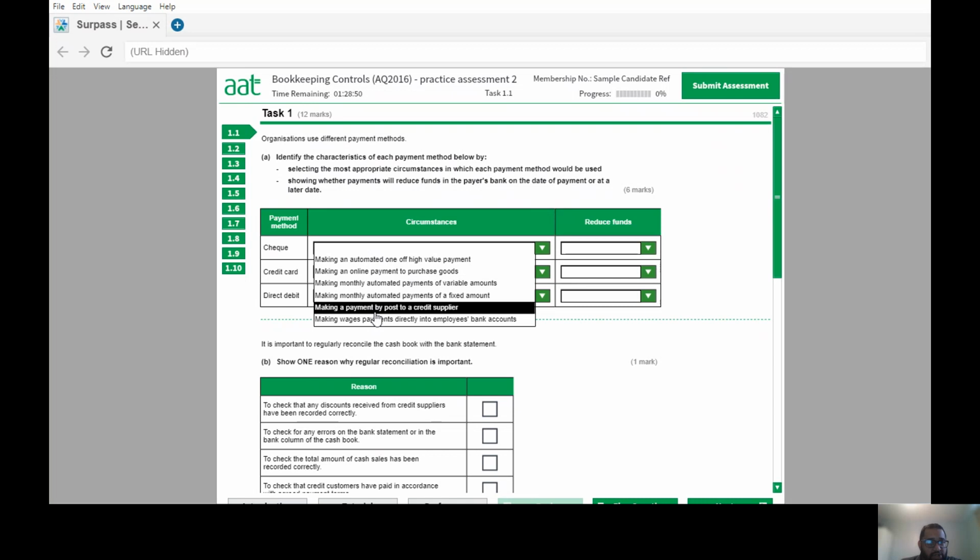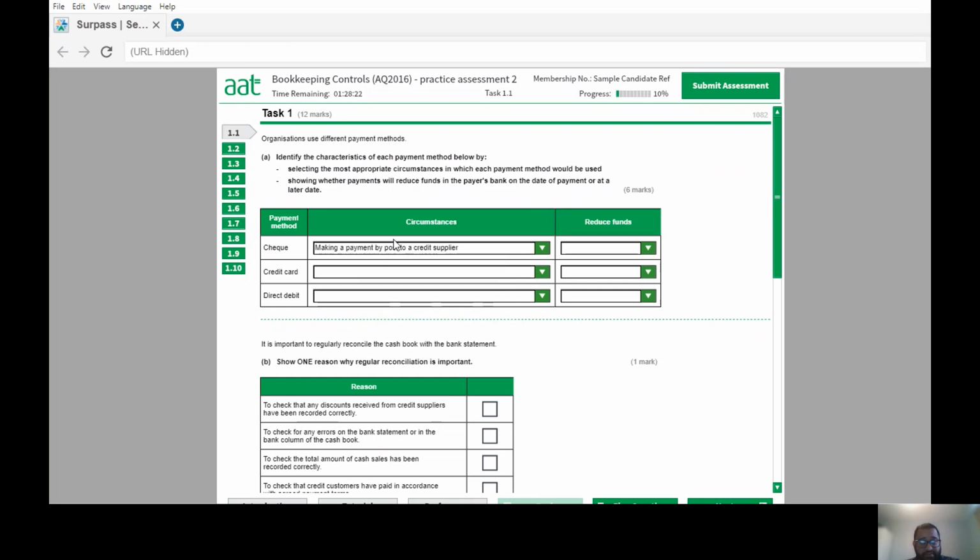Looking at this option here, making a payment by post. To send a payment by post, the most suitable way will be by check, because you won't send cash, and you don't want to pay your supplier by bank draft, since it's going to cost you money to produce that bank draft from their bank. So obviously the best option is check, making a payment by post to a credit supplier. And will that be on the date of payment or at a later day? Of course, the check will take 3 working days to get cleared.